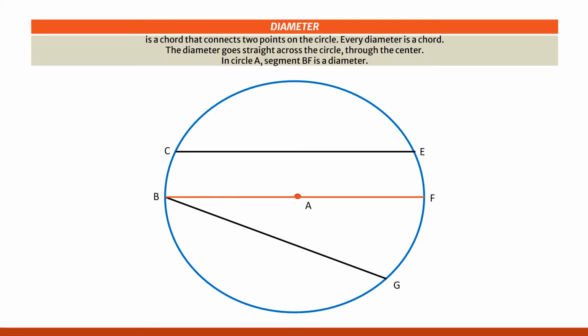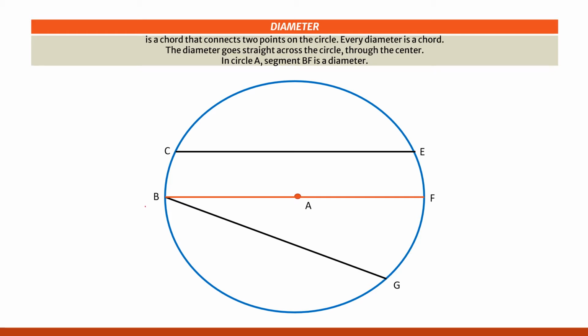After a chord, let us have this diameter. When we say diameter, it is a chord that connects 2 points on the circle. And every diameter is a chord. The diameter goes straight across the circle through the center. In circle A, segment BF is a diameter.